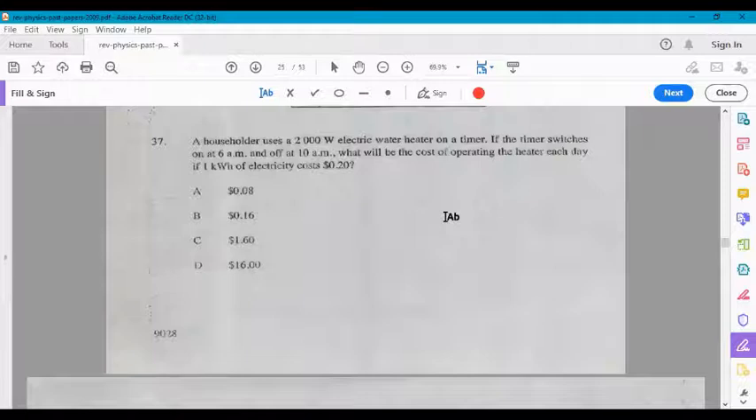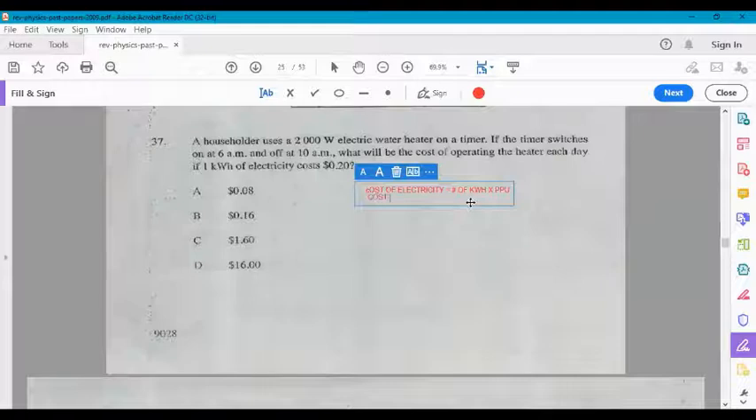Right? Number 37. A householder uses a 2000 watt electric water heater on a timer. If the timer switches on at 6 a.m. and off at 10 a.m., what will be the cost of operating the heater each day if 1 kilowatt hour of electricity costs 20 cents? All right, so in order to find the cost of electricity, we need to multiply the number of kilowatt hours by the price per unit.